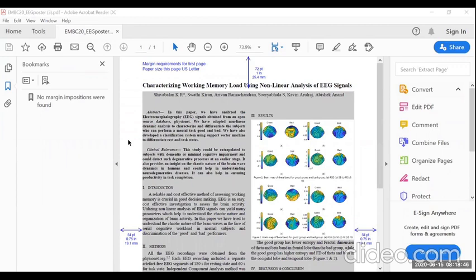The other doctors involved in the study, the other co-authors, are Swati Kiran, Aravind Ramachandran, Suryabala S, Kevin Arulraj, and Abhishek Anand.